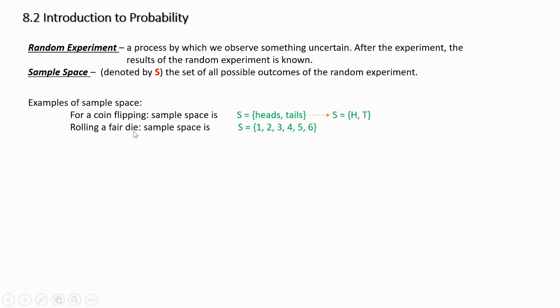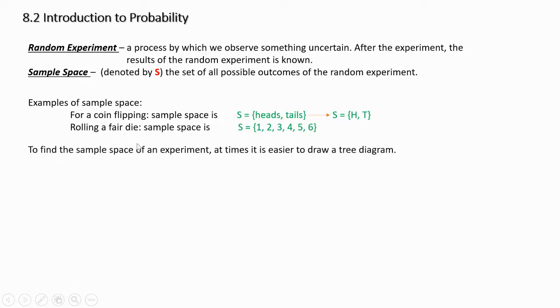Same thing for rolling a fair die. A fair die means that all the sides weigh the same, because at times the dice might be loaded. That's why it says a fair die, which means every single number has an equal chance to be rolled. So, for example, the sample space of a die to be rolled can be a 1, a 2, a 3, a 4, a 5, or a 6. So this is my sample space.